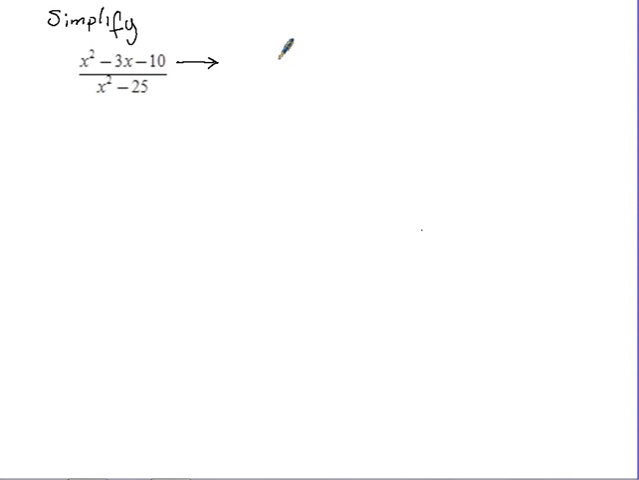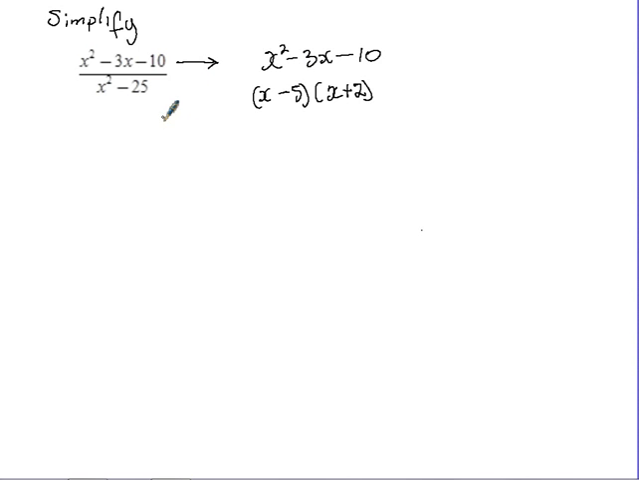Now since a is 1, I don't need to go through the entire process. I found the two numbers that add to get negative 3 and multiply to get negative 10. One of them is negative 5, so I will have x minus 5, that's one factor, and the other number is positive 2, so I will have x plus 2. So that's factorizing the numerator.